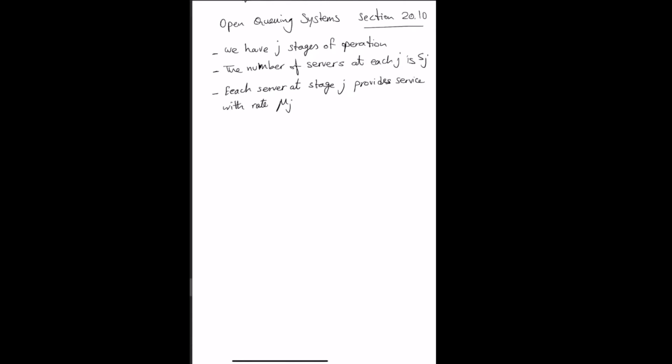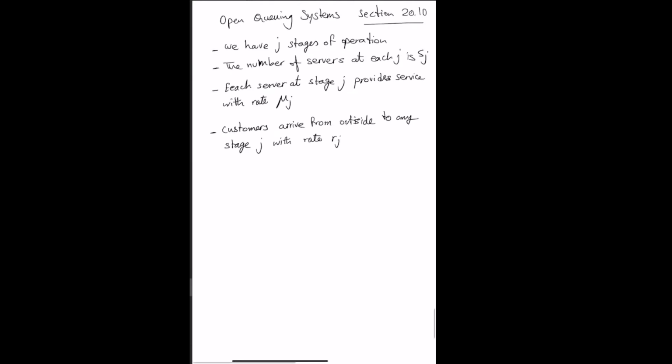And one other important characteristic of these systems is that customers can arrive from outside to any one of the stages. Let's assume that happens with the rate lambda. This is something we didn't have in the previous system. So that's one important difference.